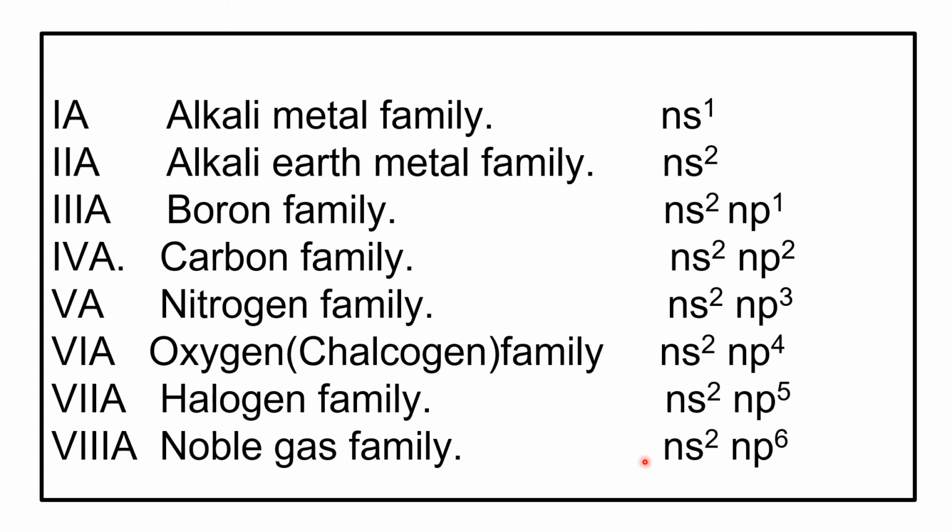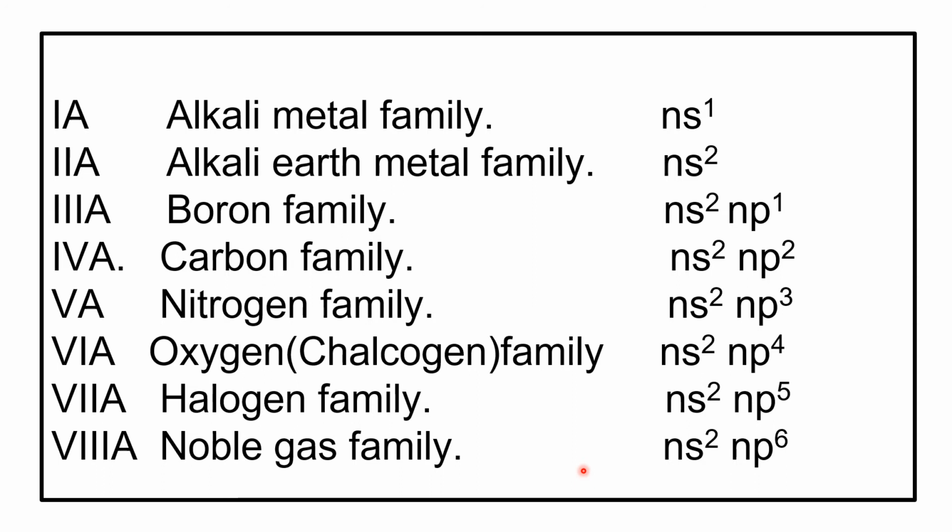And their outermost shell electronic configuration is ns2 np6. So when you add the valence electronic configuration, 2 plus 6 is 8, which means octet configuration. So when you are asked which group of elements has octet configuration, it is the noble gas family, or inert gas family, that possesses octet configuration.